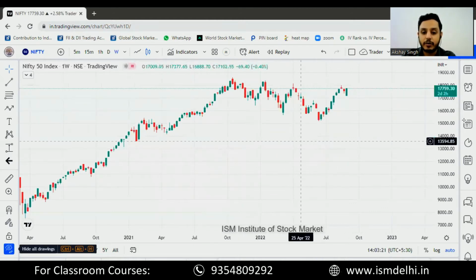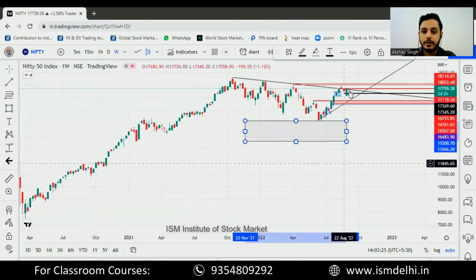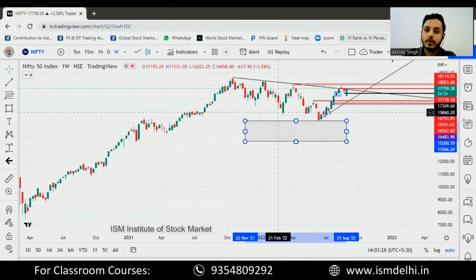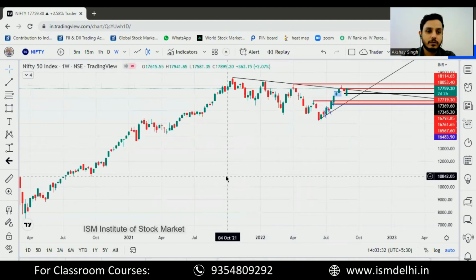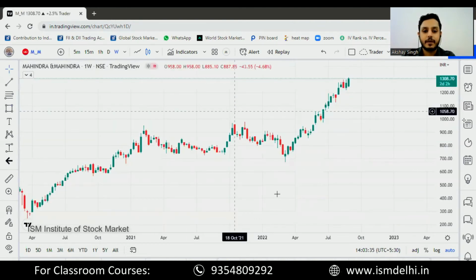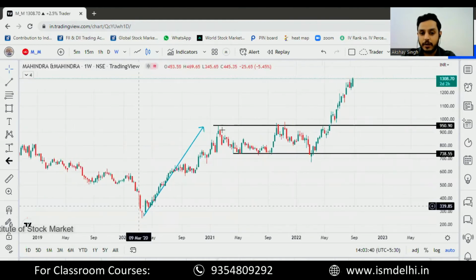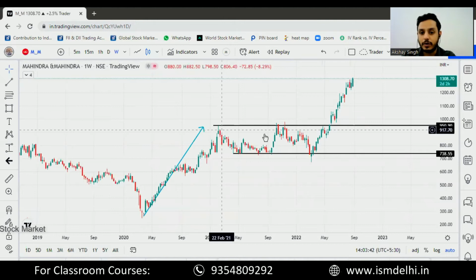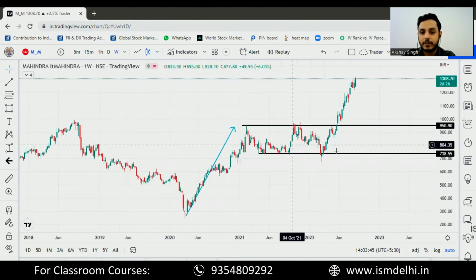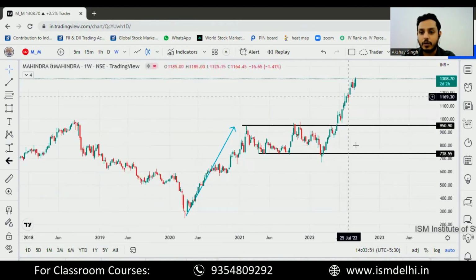Now, we have to see stocks that are consolidating, not forming lower highs and lower lows. So let's see some charts. First is Mahindra and Mahindra. You can see a good uptrend, higher highs and higher lows. A consolidation happening in Mahindra and Mahindra on a weekly time frame chart, and then it has staged a breakout and a good percentage return.